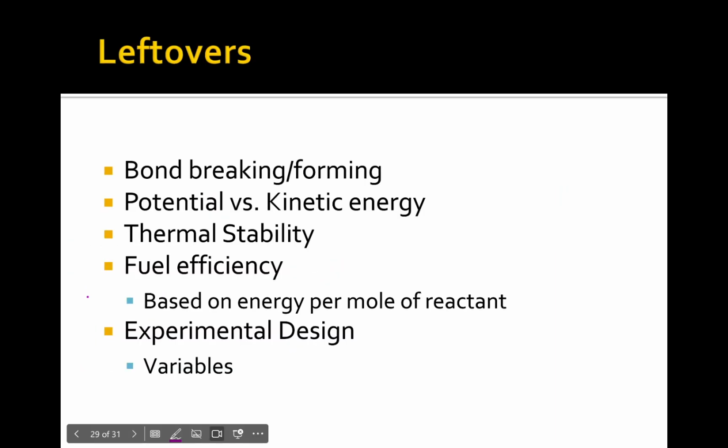This says leftovers, but what we just want to go over is if you do have bonds breaking, you have to put in energy. So that would be endothermic. Bonds forming would be the opposite of that, so exothermic. Potential versus kinetic. It is potential if there's a chemical reaction. It's kinetic if you're heating or cooling.